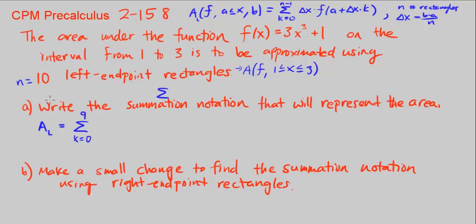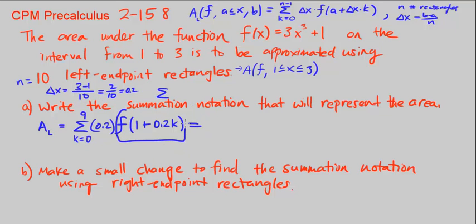Delta x we know is b minus a over n. So let me go ahead and calculate delta x: b minus a, 3 minus 1, over n, which is 10, which is 2 over 10, or 0.2. So it's going to be, again, delta x, 0.2, times our function at a. So what's a? A is where we're starting, 1, plus delta x, again 0.2, times k. Okay, so this is the summation notation.